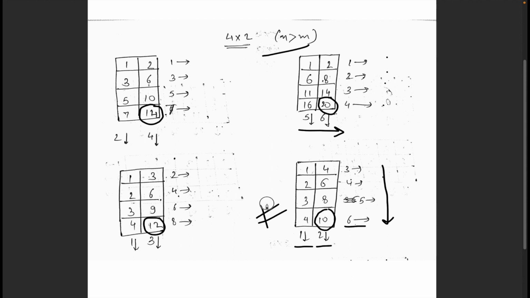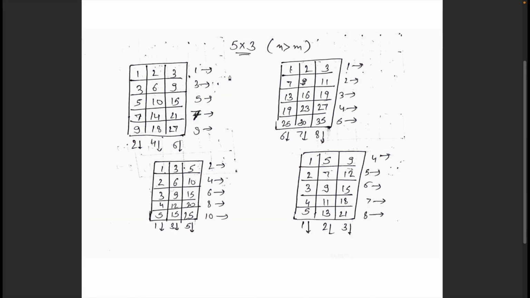So let's check this using another example, in which we have 5 rows and 3 columns. You can pause the video and check the solution using the previous example which I have told you. This is the case in which we get the maximum which is minimum from all the possibilities. So this is the least maximum which we get.